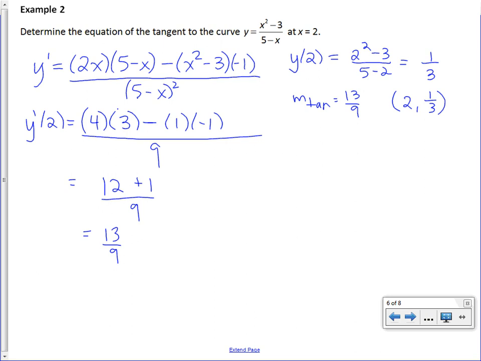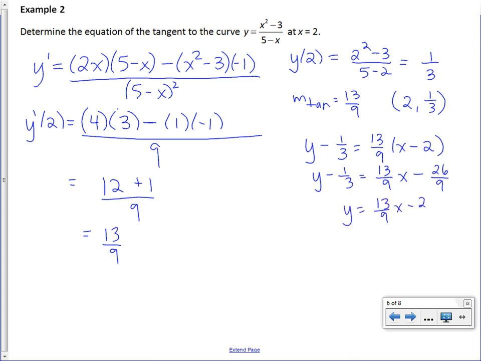And now you make your choice of y equals mx plus b or y minus y1 equals m times (x minus x1). So y minus 1/3 equals 13 ninths (x minus 2). So we've got to be careful here. So we've got y minus 1/3 equals 13 ninths x. 13 ninths times negative 2 is minus 26 ninths. So 13 ninths x minus 26 ninths.